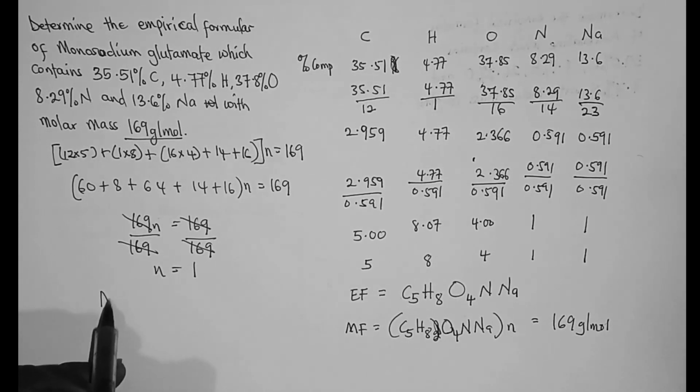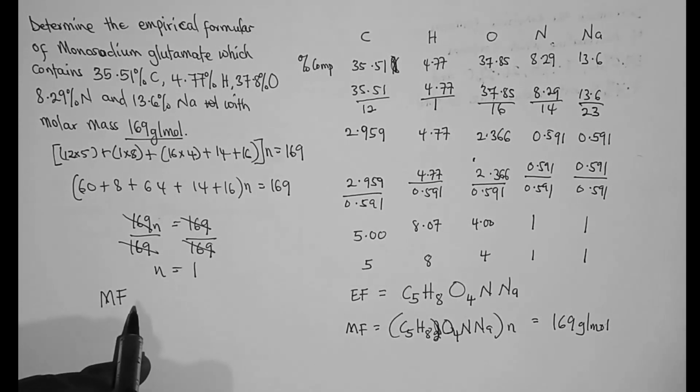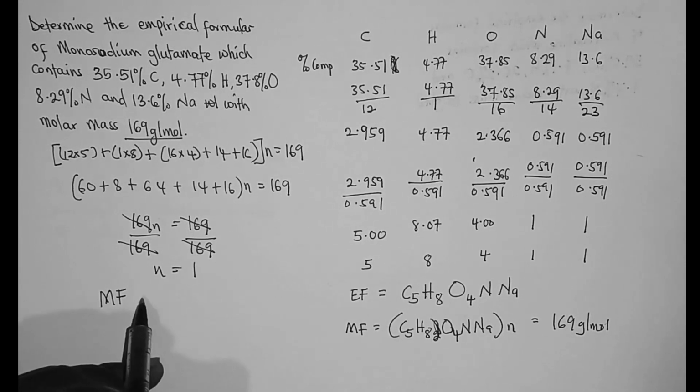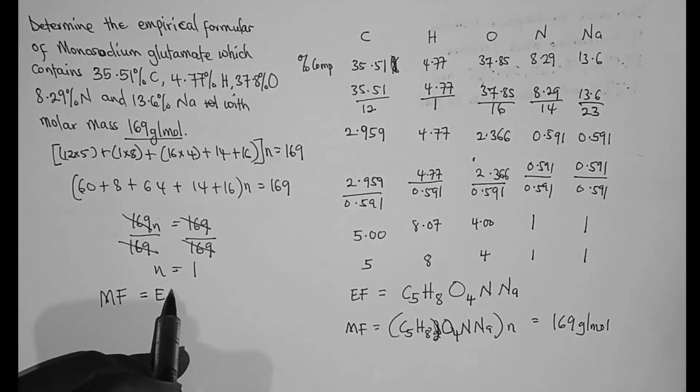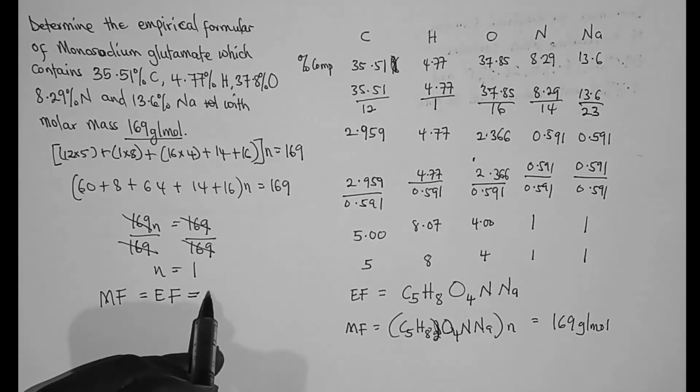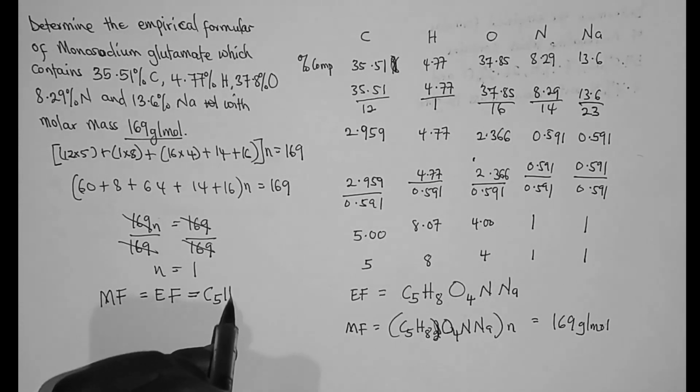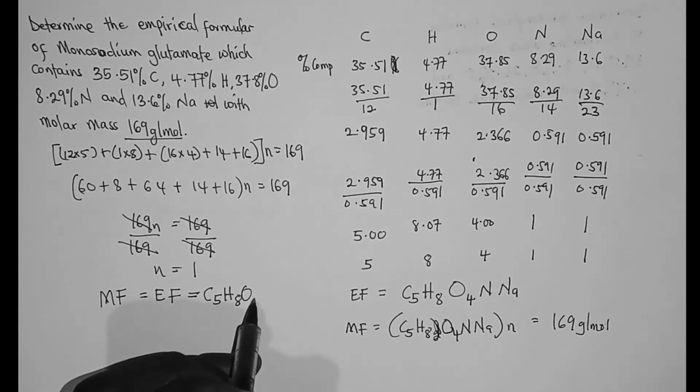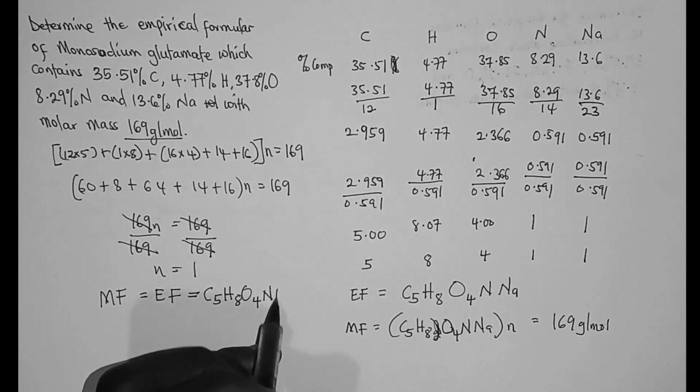This implies that the molecular formula of monosodium glutamate is equal to the empirical formula of monosodium glutamate, and that is equal to C5H8O4N and then Na.